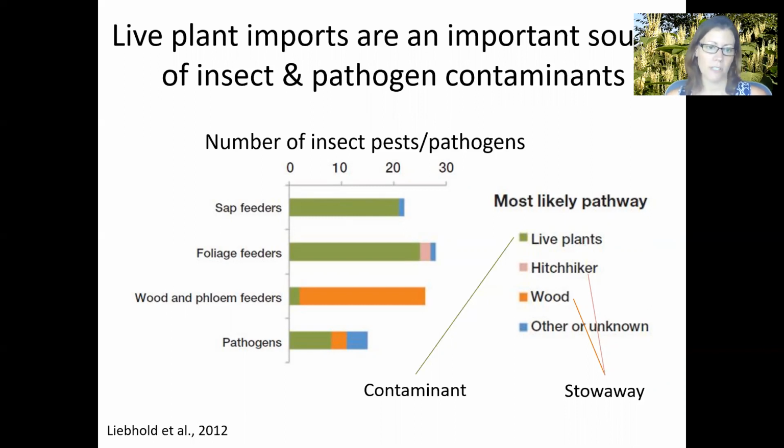The other major set of insect pests that gets introduced are wood feeders, so the Asian longhorn beetles of the world. And those are mostly introduced as stowaways on wood pallets, or wood dunnage is the word for it. So basically, slabs of wood that they stick in a boat to keep it from tipping over and stuff like that.